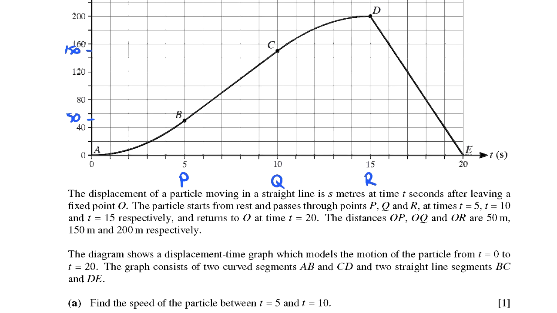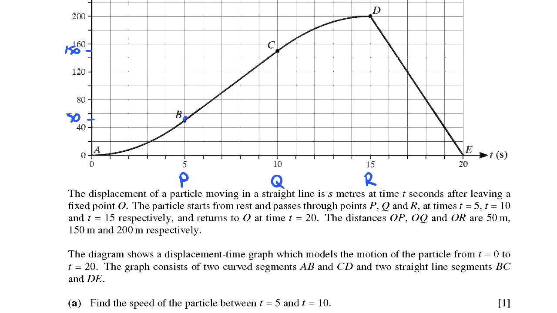The diagram shows a displacement time graph which models the motion of the particle from t is 0 to t is 20. The graph consists of 2 curve segments, AB and CD. So these are the curves, AB and CD, and 2 straight line segments, which are BC and DE. So the straight lines are here, and that's very helpful to know. All right, if we've picked up all that information, we can probably answer a question. Find the speed of the particle between t is 5 and t is 10 seconds.